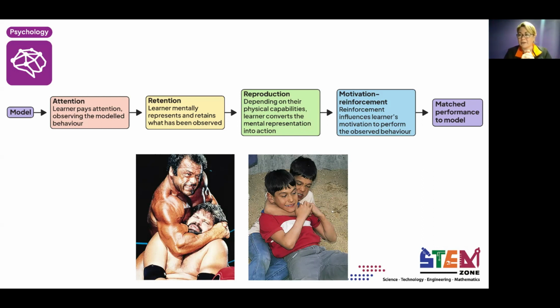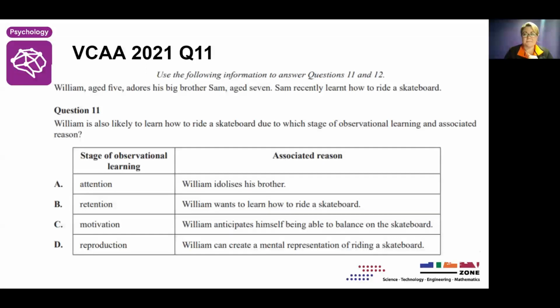So let's have a little look just very quickly at a couple of questions. Now, if you want to do these questions by yourself, please pause me now, have a go, and then push play when you want the answer. So William is aged 5 and he adores his big brother Sam. He's age 7. Sam recently learned how to ride a skateboard. William is also likely to learn how to ride a skateboard due to which stage of observational learning and associated reason? Okay. So, attention. William idolizes his brother. Do they match? I think they do.